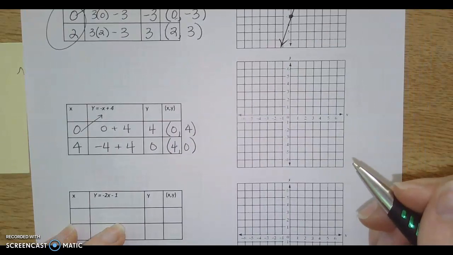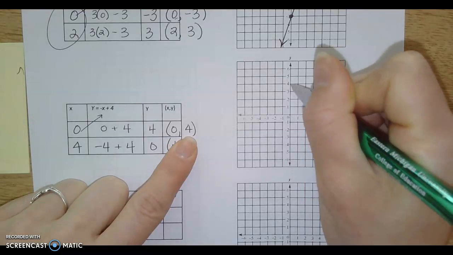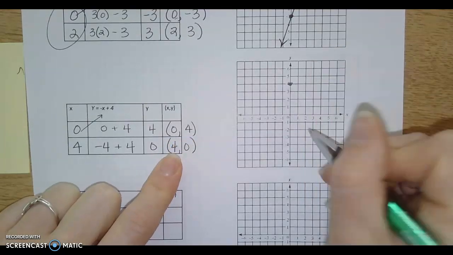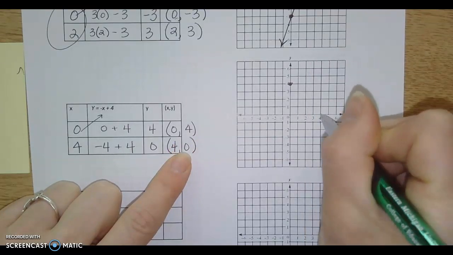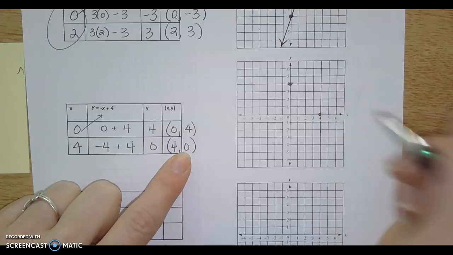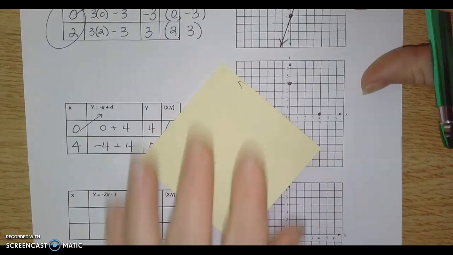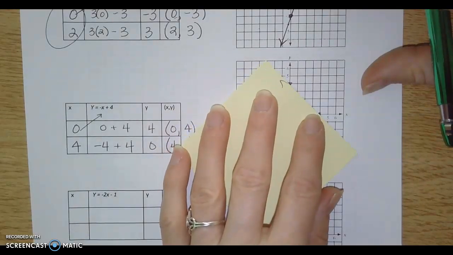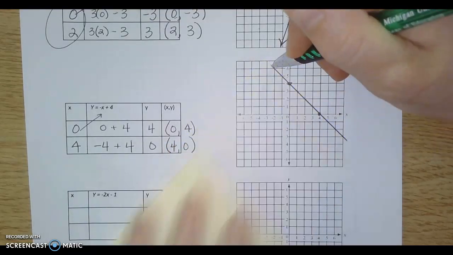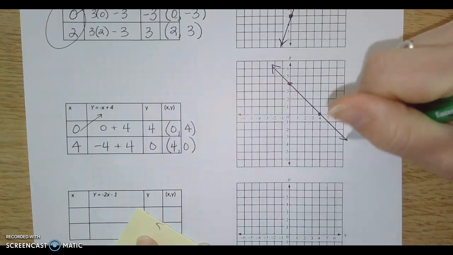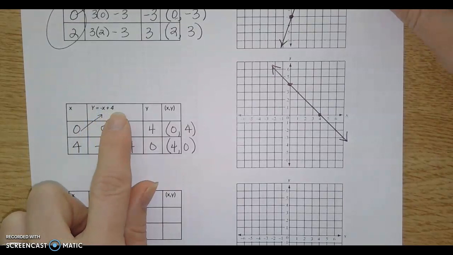Okay? So I turn them into coordinate points, and then I'm ready to graph both of these. So over 0, up 4, and then over 4 and 0. And after you get them on there, connect the dots. Again, we're making sure that you extend through your points and put arrows on the end. And there's the graph for y equals negative x plus 4.